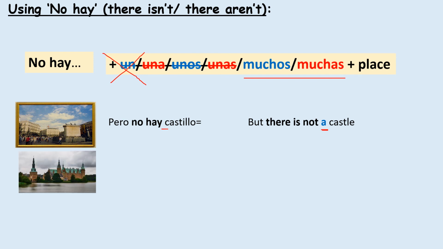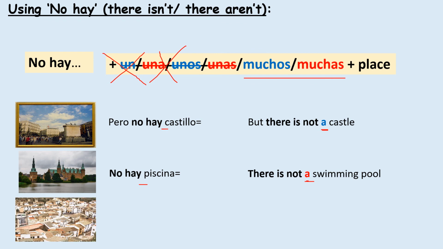Let's see another picture. What I want to say is that in this picture, in my city, there is no swimming pool. So, no hay piscina. There is not a swimming pool. And again, in English, you add the a. But in Spanish, we don't add anything. We don't add the una.